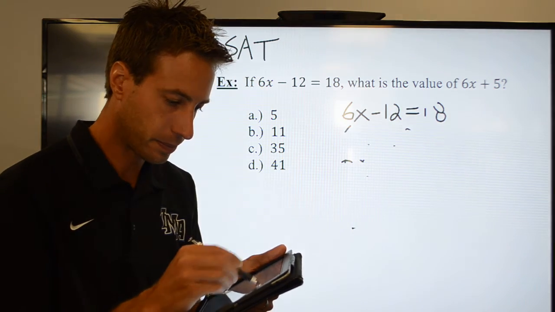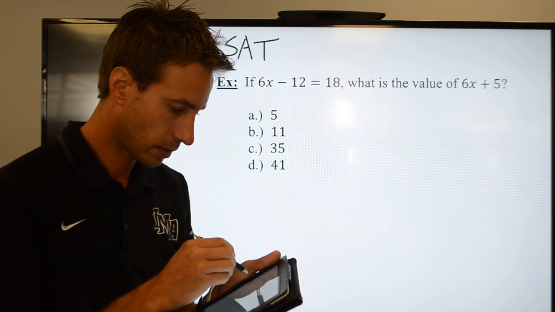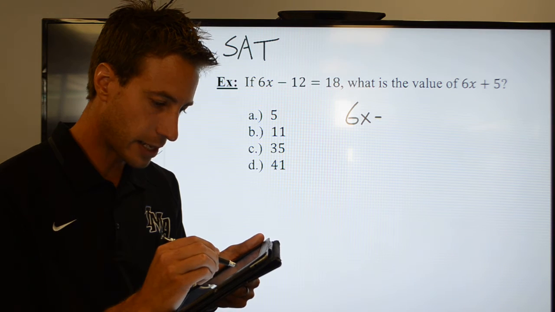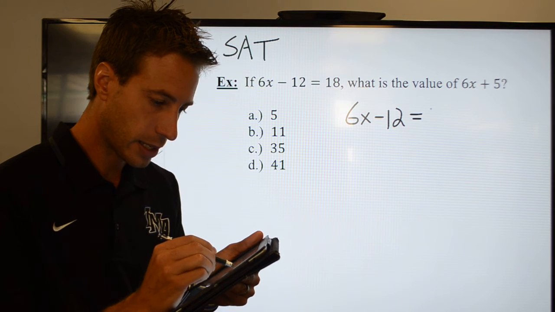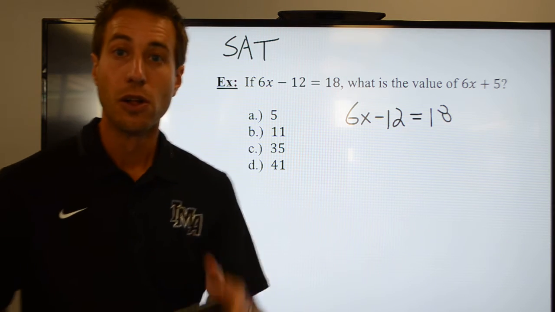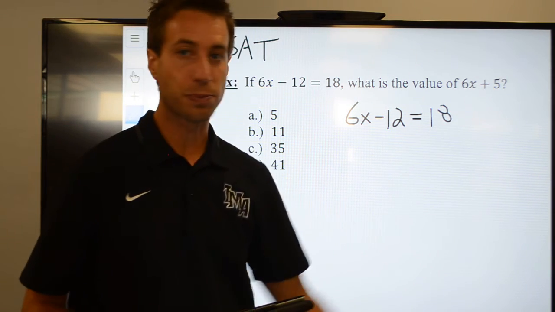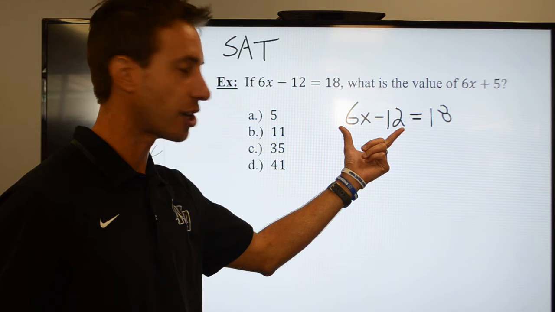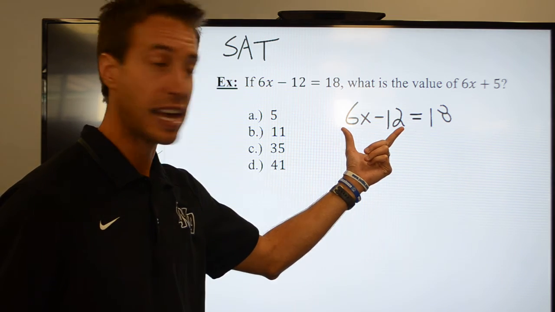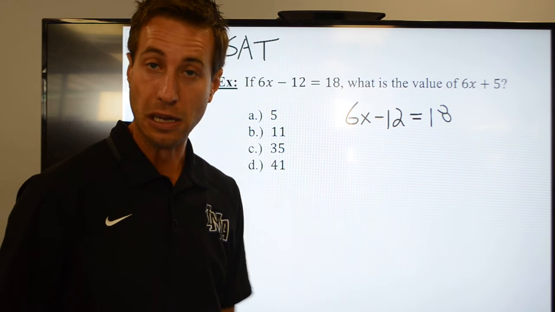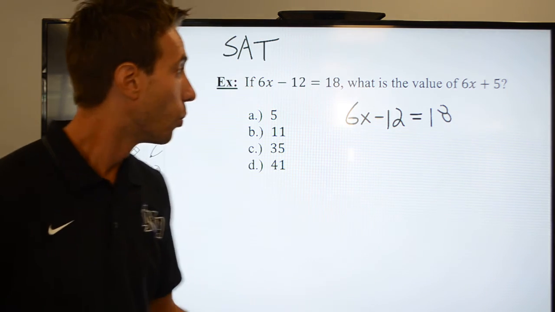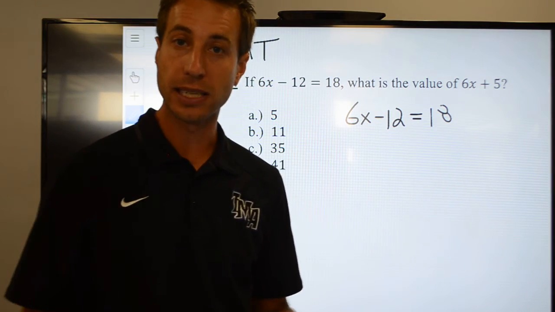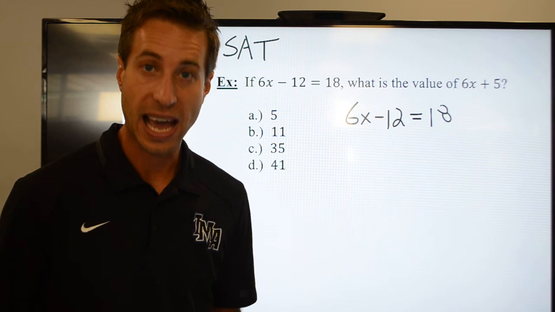Here's what we're going to do. You have been given 6x minus 12 is equal to 18. They want to know, what is 6x plus 5? You're really close. 6x minus 12. If I can turn this, 6x minus 12, into a 6x plus 5, I have my answer. Well, what do you need to add to a negative 12 to get a positive 5? Add 17.